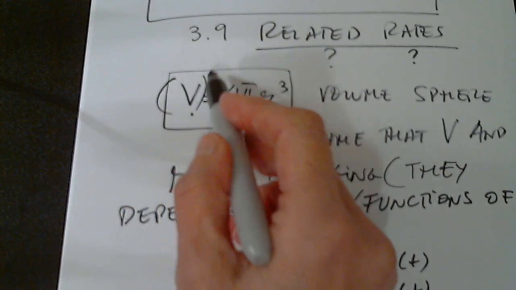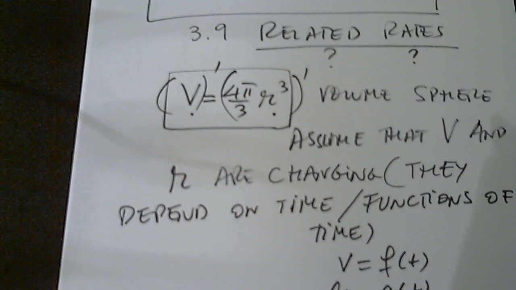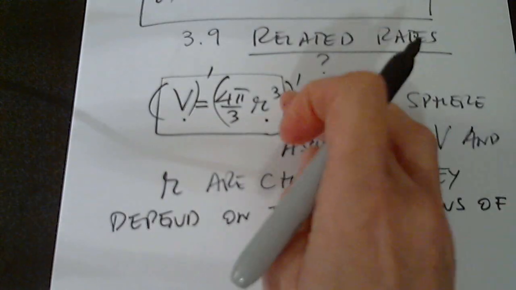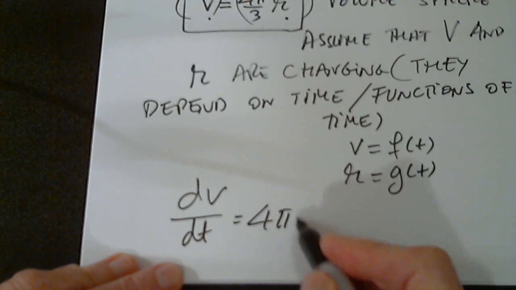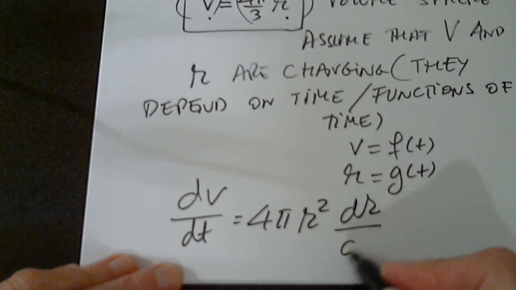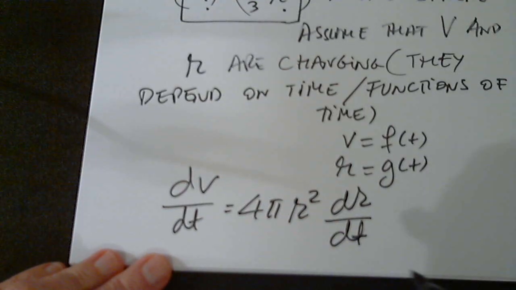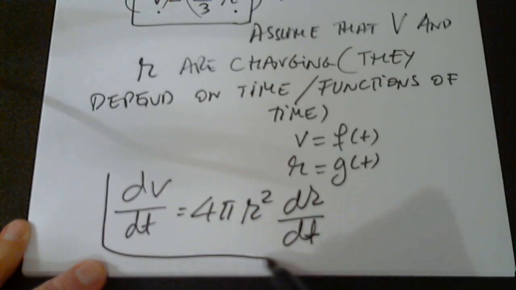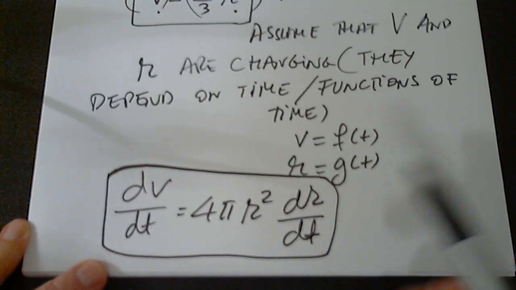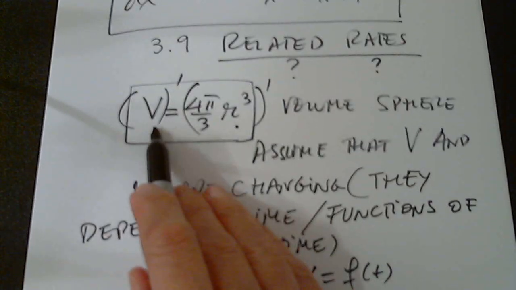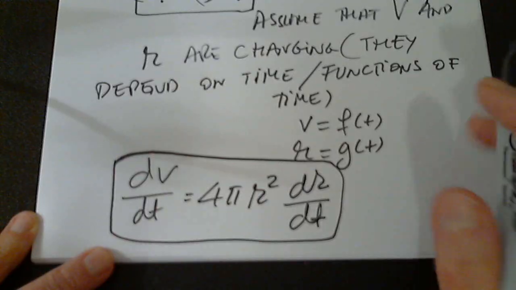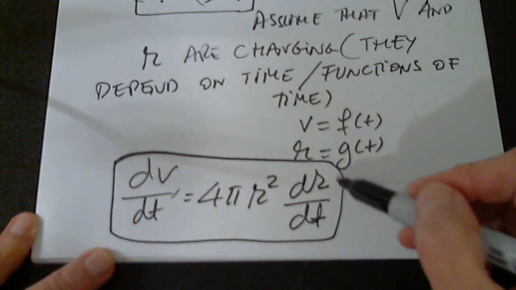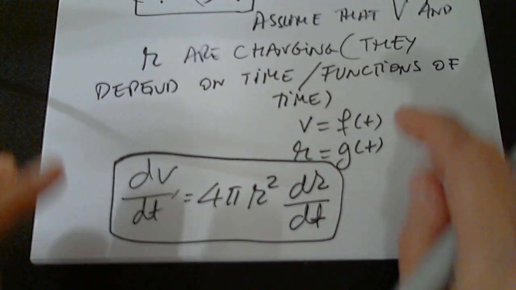When I differentiate the left-hand side and I differentiate the right-hand side, I will get a new equation, dV over dt equals 4 pi r squared dr over dt. I'm differentiating with respect to time. So this is another equation that does not relate the volume to the radius, but connects the rate of change of volume to the rate of change of the radius.